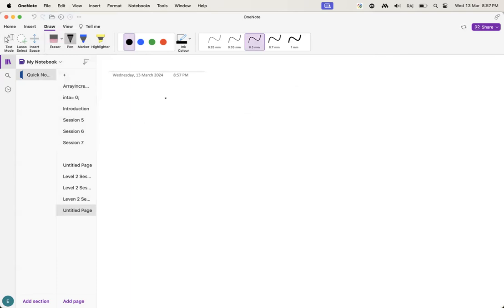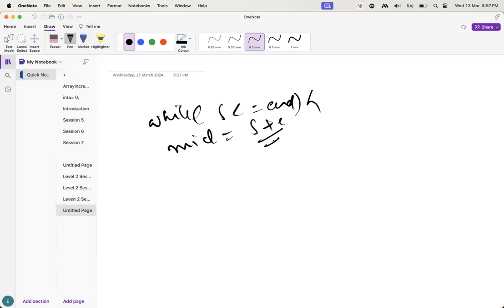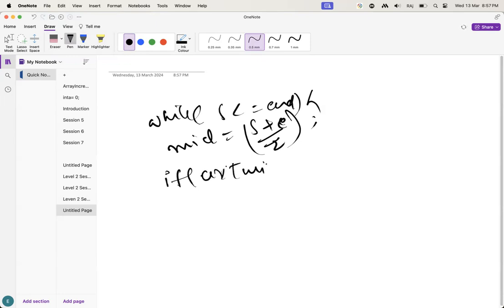Guys, check this one. We have taken a while loop here. Start less than or equal to n. We have checked the mid value here. We found the mid value here. Mid equal to start plus n by 2. Guys, n by 2. Now, we have already checked here. How have we checked it? Using the if condition, array of mid and array of mid plus 1. We have compared this one.